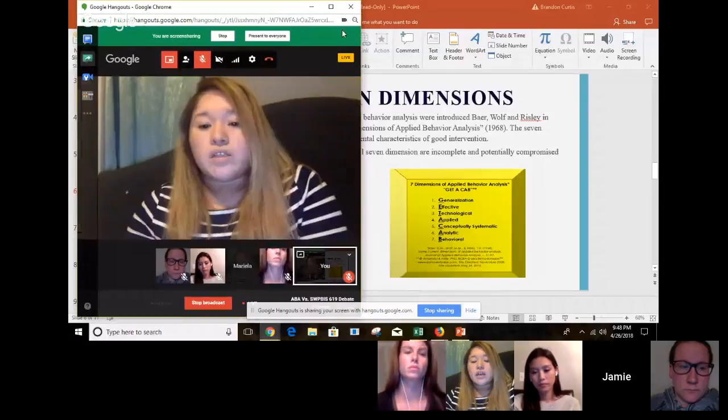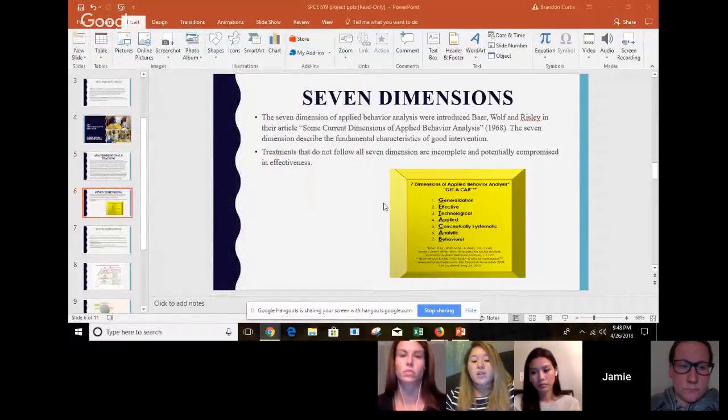The 7 dimensions of applied behavior analysis were introduced by Baer, Wolf, and Risley in the article Some Current Dimensions of Applied Behavior Analysis in 1968. The 7 dimensions describe the fundamental characteristics of good intervention. Treatments that do not follow all 7 dimensions are incomplete and potentially compromise their effectiveness. Any treatment should follow the 7 dimensions, which is applied.